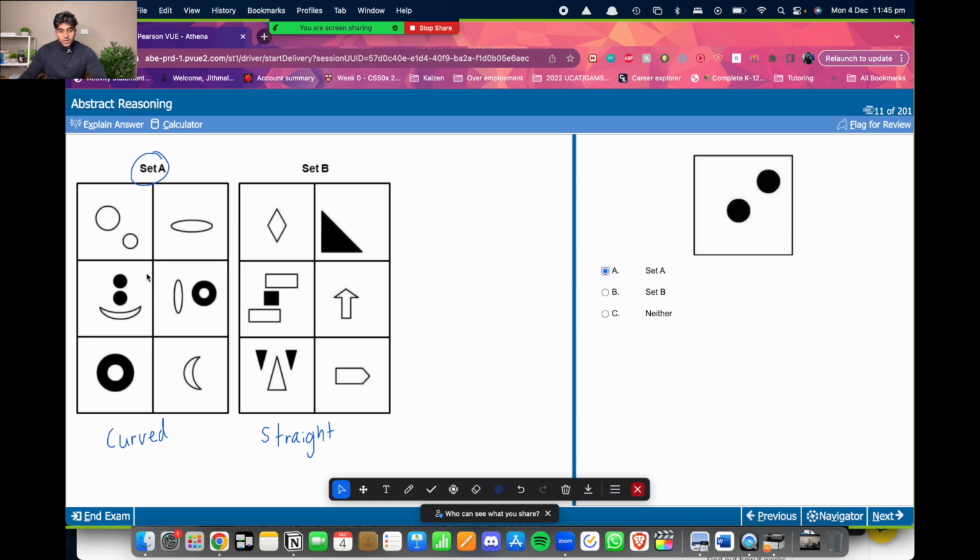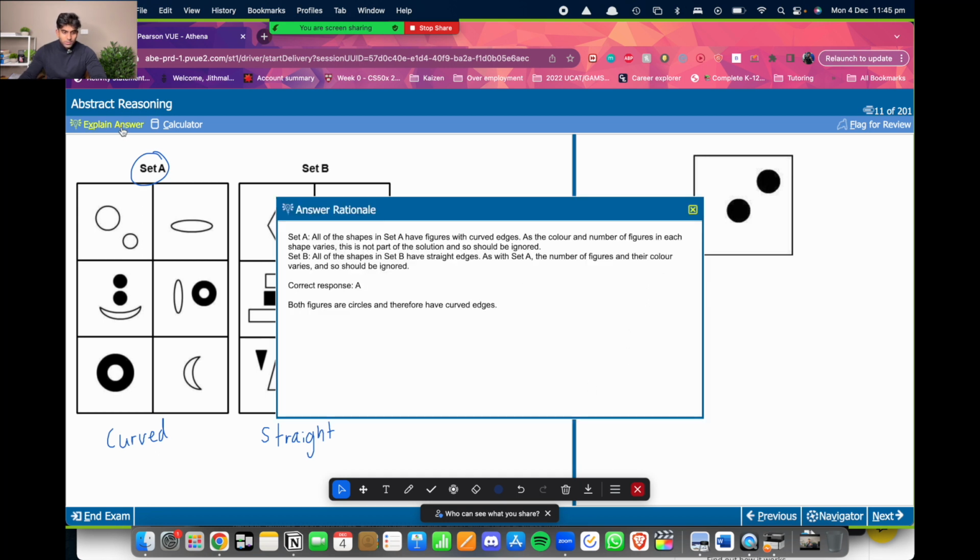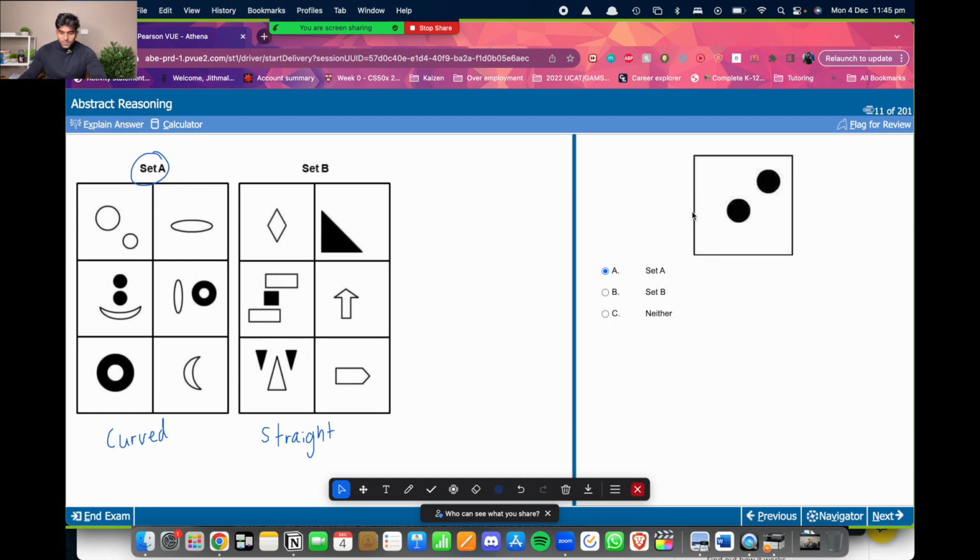And notice how they don't really care about the color here. You have dark shapes, you also have white shapes. Here you have dark shapes, you also have white shapes. There's nothing special or different about these shapes. And I don't see any significance of there being a right angle in some of these, because even though this is a right angle triangle, there's no right angle in this diamond. So I'm pretty sure it's this. A, yep.